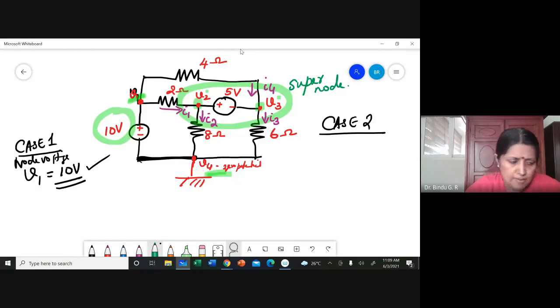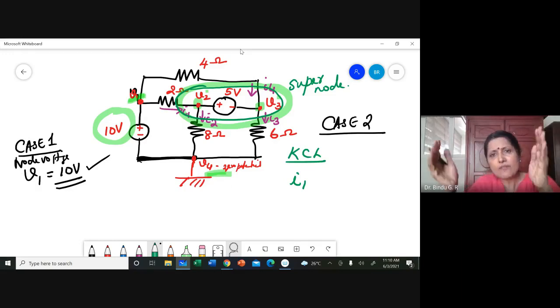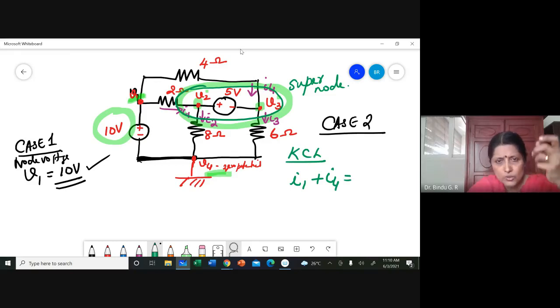So let us first apply KCL. When you apply KCL, remember this is taken together as one node. So by applying KCL, I1 is going into V2 and V3, which are completely together as a single node. So I1 is going in. Another current going into the node is I4, which is equal to the two currents going out of that node. V2 and V3 together form one supernode. That is equal to I2 plus I3. I hope you have understood. Should I explain this once again?